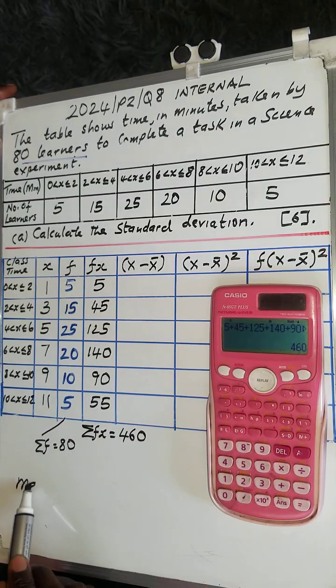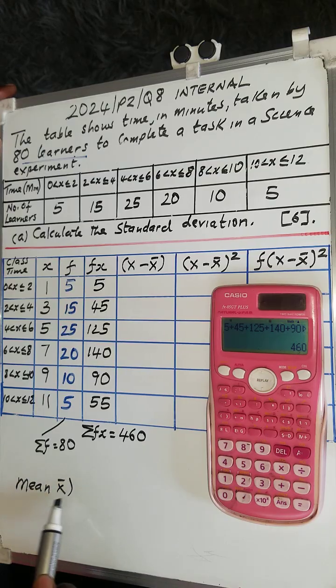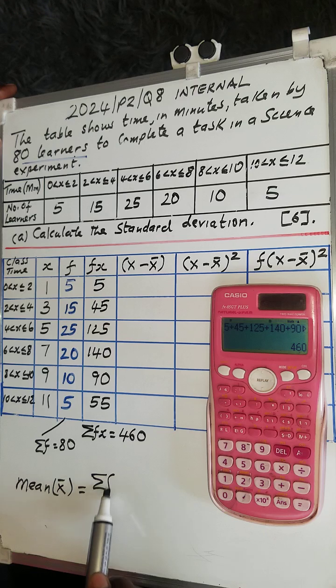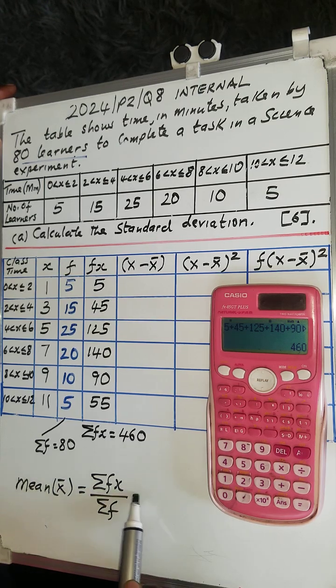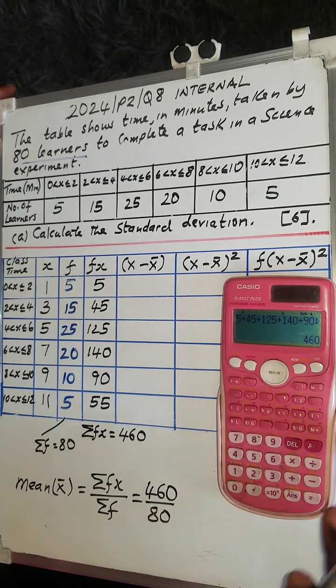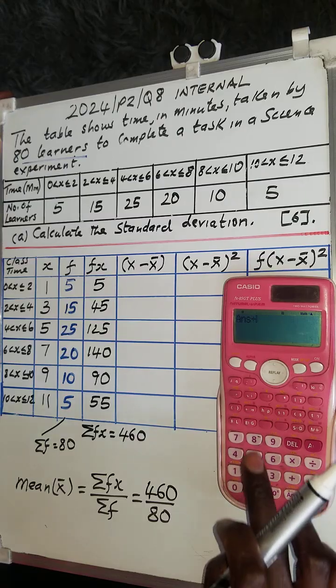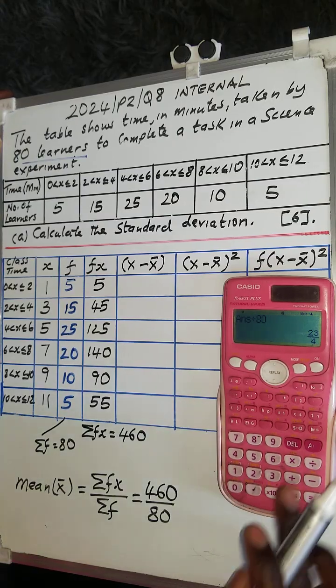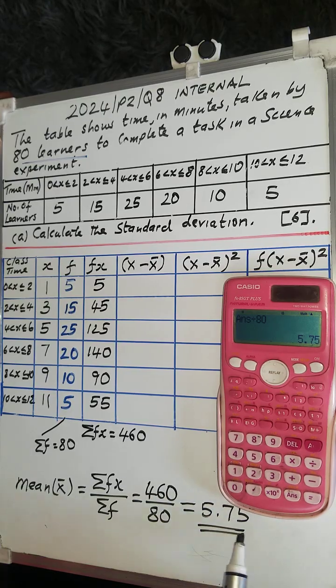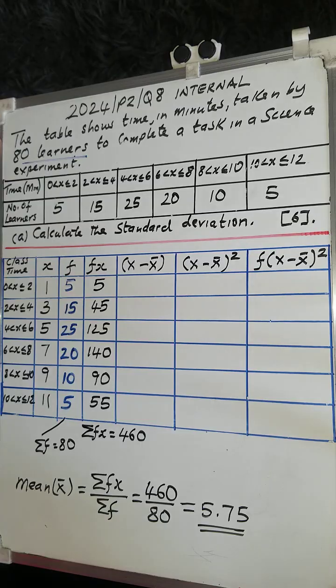So remember, we need to find the mean. The mean, represented by x bar, is equal to the summation of fx, the product, divided by the sum of the frequency. So what is that? It is 460 divided by the frequency, which is 80. So 460 divided by 80, and that is going to give me 5.75. So that is the mean that I'm getting, 5.75.